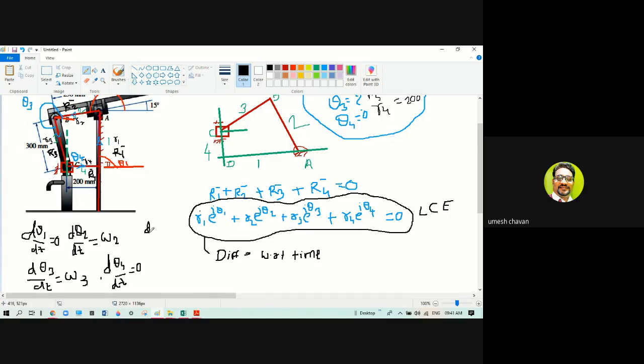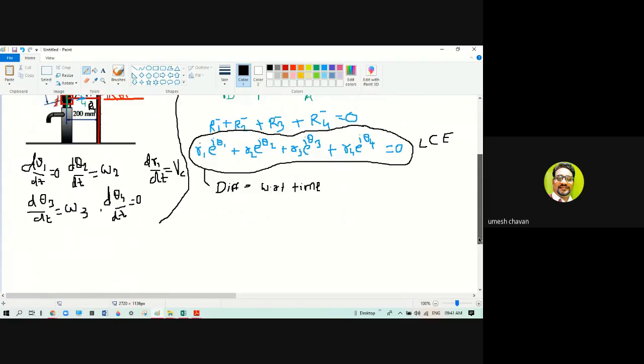So dR1 upon dt, you call this the velocity of this piston. So that should be Vc. Can say velocity of piston, Vc. This understanding is also important while you take the differentiation. So what equation will come now? Here d theta 1 by dt is a constant, so only R1 is going to vary.